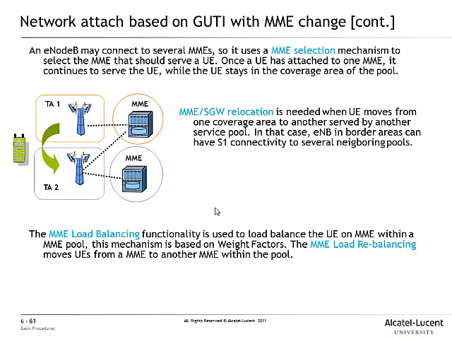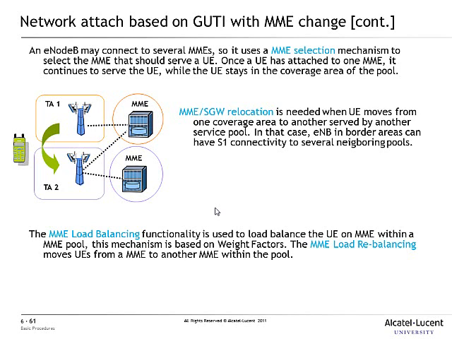Okay, now there is a mechanism called MME SGW relocation. MME SGW relocation is needed when the UE moves from one area to another served by another service pool. In that case, eNodeB in border areas can have S1 connectivity to several neighboring pools. Okay, so this is what they mean by when you have tracking areas that are in border areas.